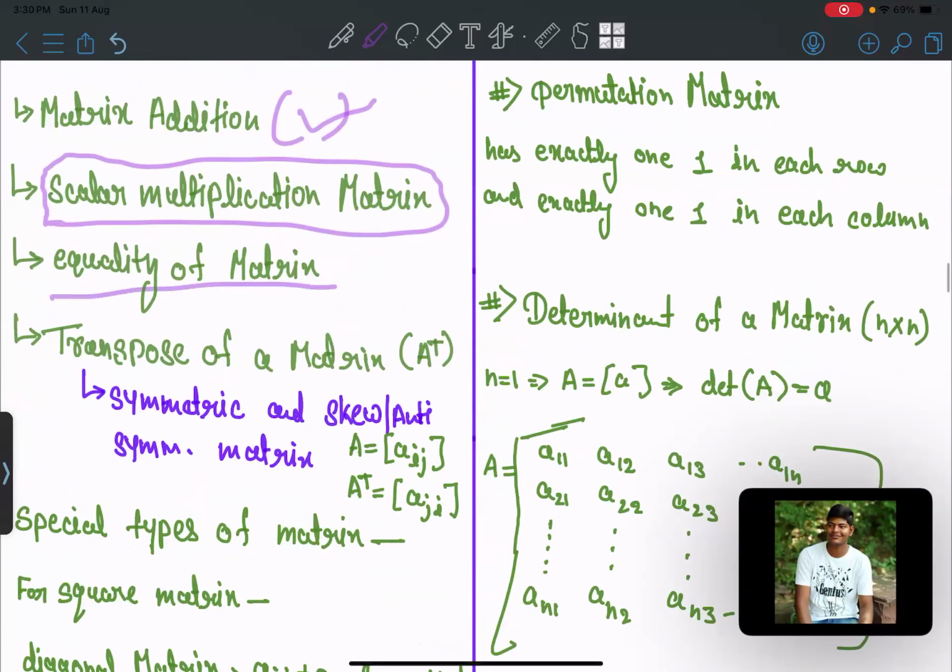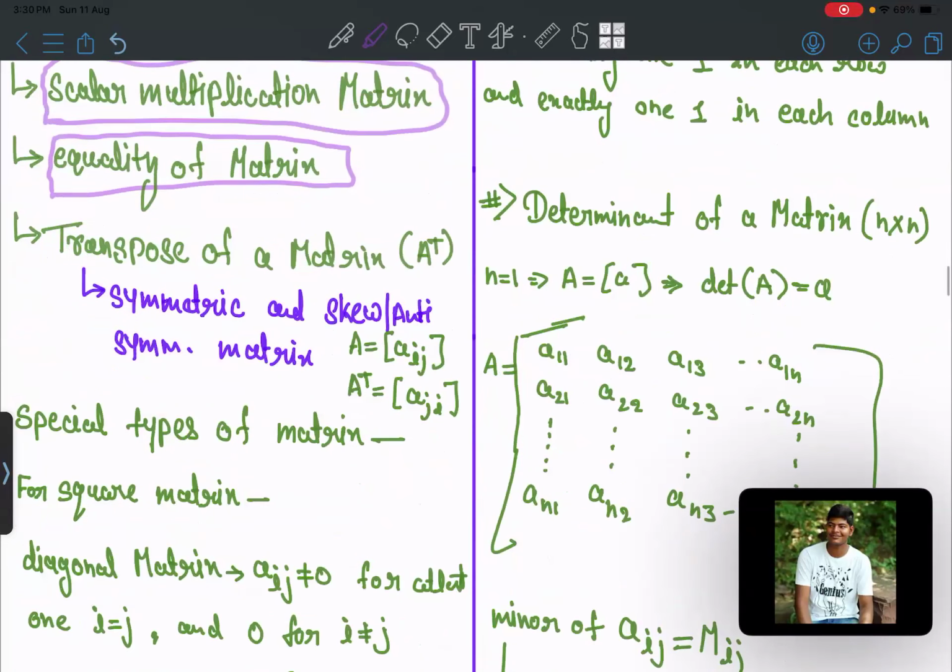Equality of matrices: two matrices are equal when their dimensions are the same and each respective element of the matrices is equal. Then, the transpose of a matrix: if you interchange the rows with columns and columns with rows, that leads to the transpose of a matrix.